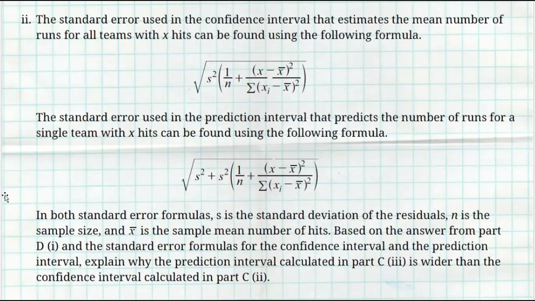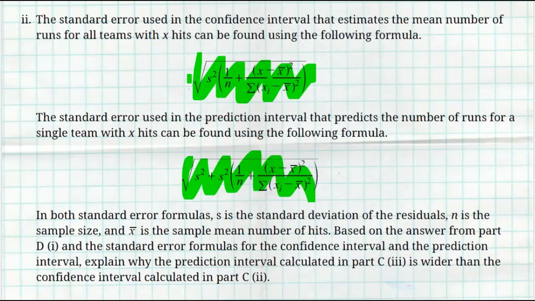All right, and finally, they bring up this kind of weird thing, a little bit complicated, and I know a lot of kids were probably just done at this point, but here's what they explain, because the answer is not too bad. The standard error used in a confidence interval to estimate the mean number of runs for all teams is this ugly formula right here. And the standard error used in the prediction interval that predicts the number of runs for a single team is right here. Now, remember, earlier they gave us these standard errors. It's like about 17 something, and this was like 56 something. We did not have to use those formulas.